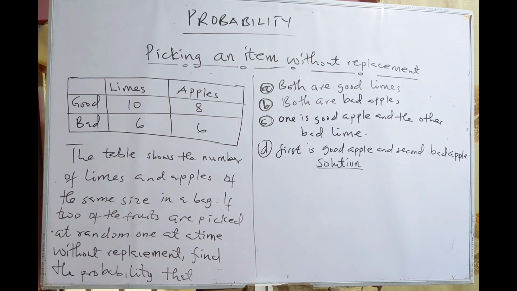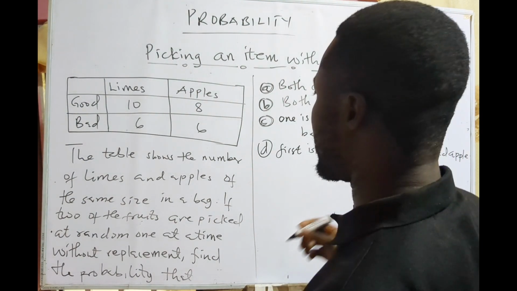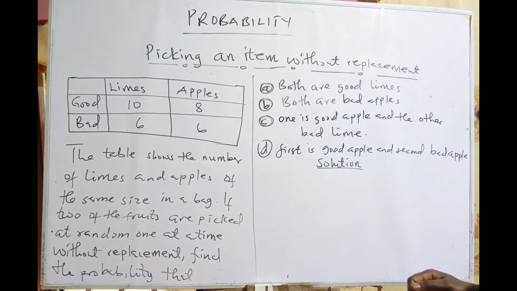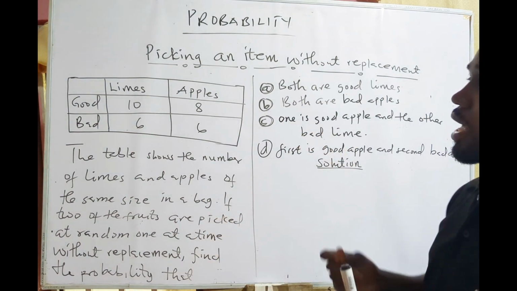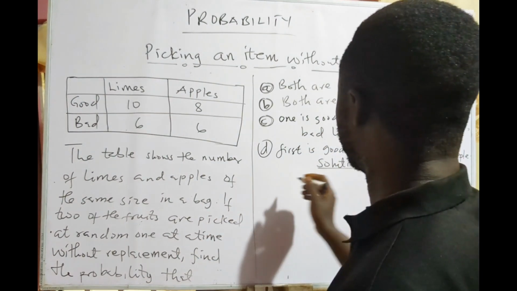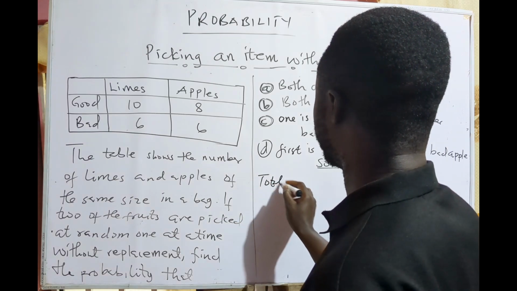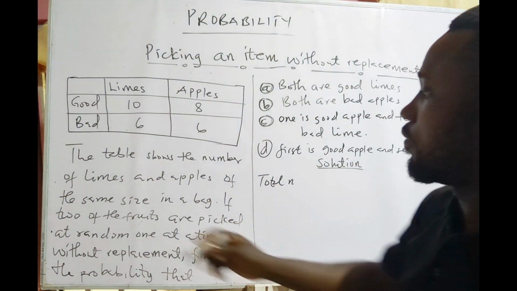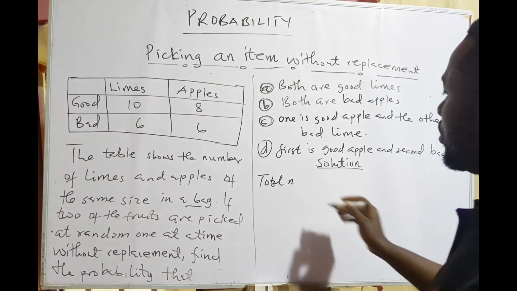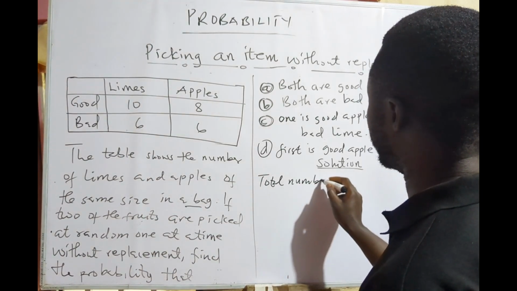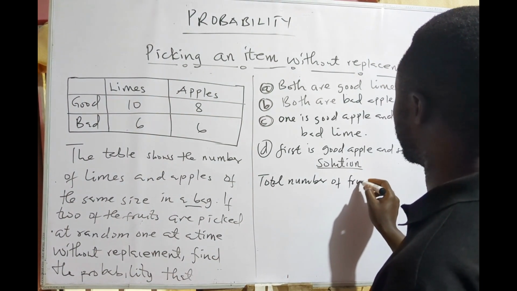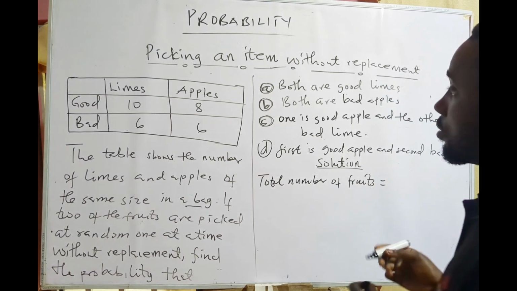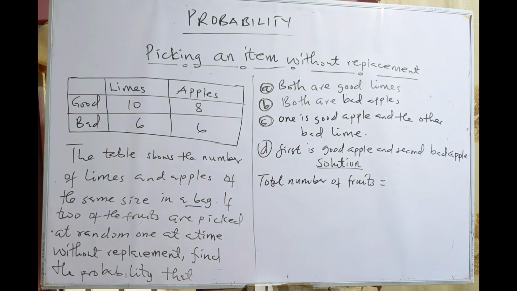Alright, so the apples are of the same size and in a bag. So we have to find the total number of fruits in the bag. There are 2 fruits, the limes and the apples. We have to get the total because they are in the same bag. So we have to know the total number of fruits.